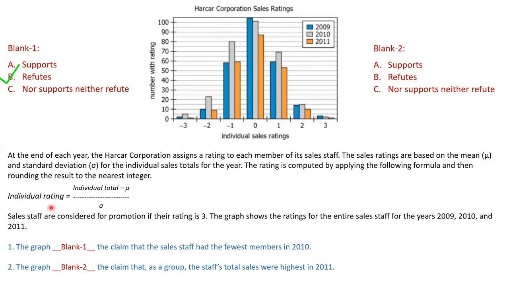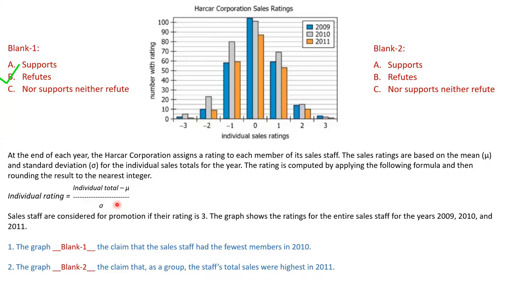Okay, let's see how this is calculated a bit more deeply. The sales ratings are based on the mean and standard deviation for the individual sales for the year. Mean, so individual total means whatever amount of sale that the person has done minus the mean sale, that mean sale means the average of all the sales that people have done, divided by standard deviation.